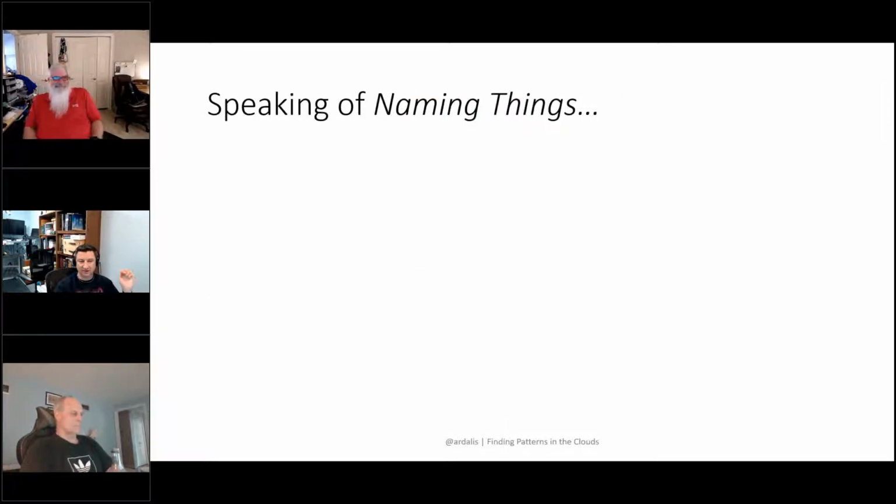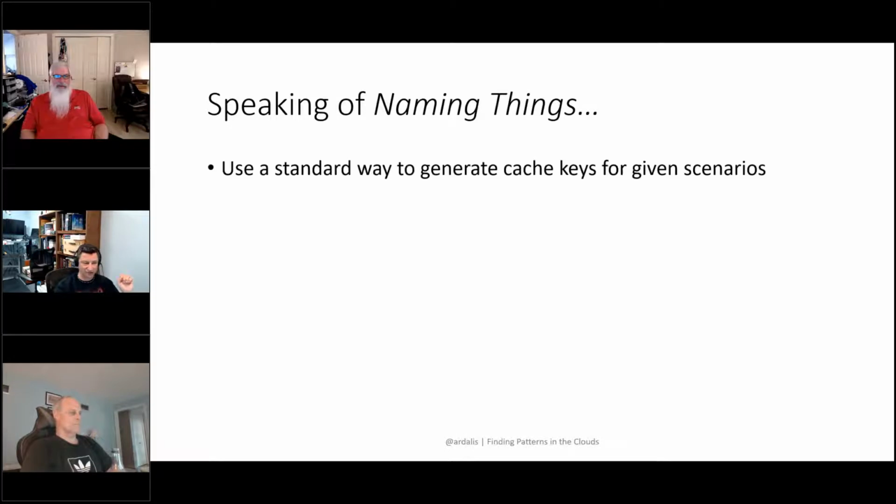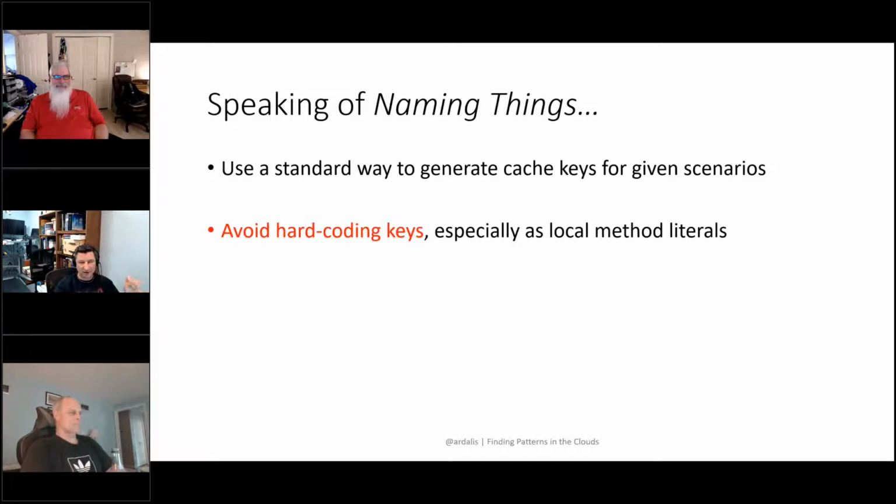Now, speaking of naming things, you want to use a standard way to generate the cache keys that you're using for given scenarios. You want to avoid hard coding those cache keys as string literals inside your actual source code, like you're going to see in literally every single article on caching that you'll ever read.